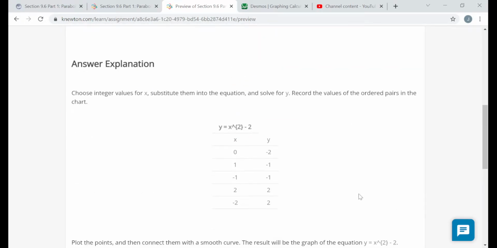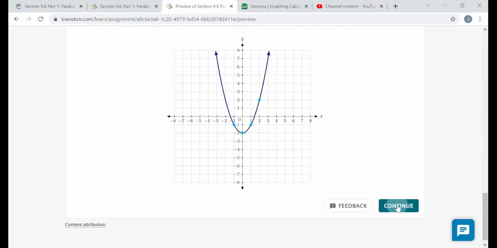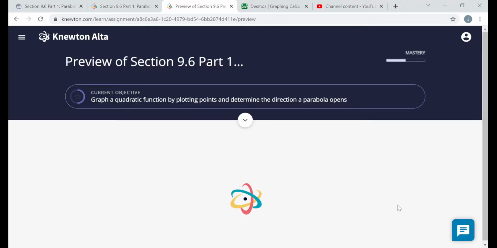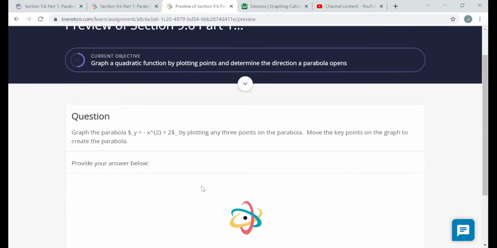And once again, please read through the answer explanations. All right, next question. Another graph. All right, this one's pretty simple again, when it eventually comes up.